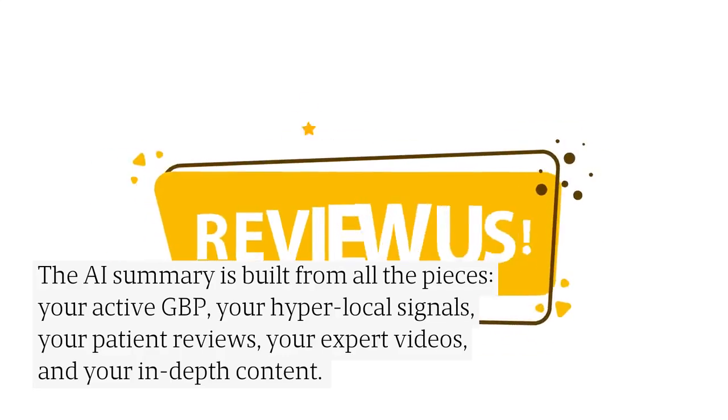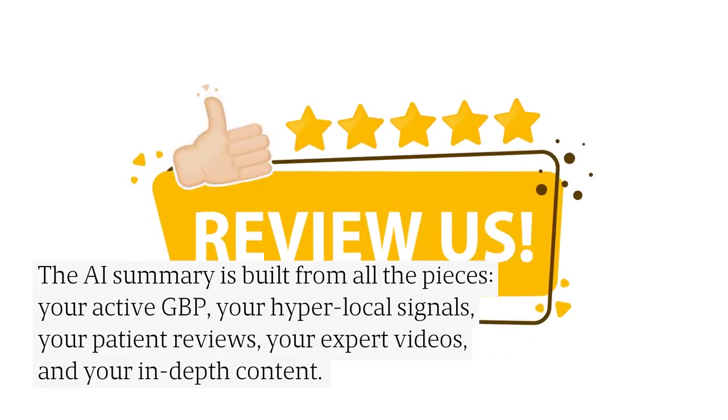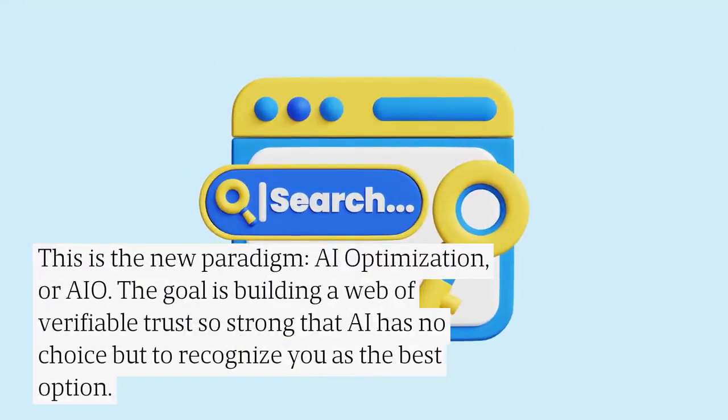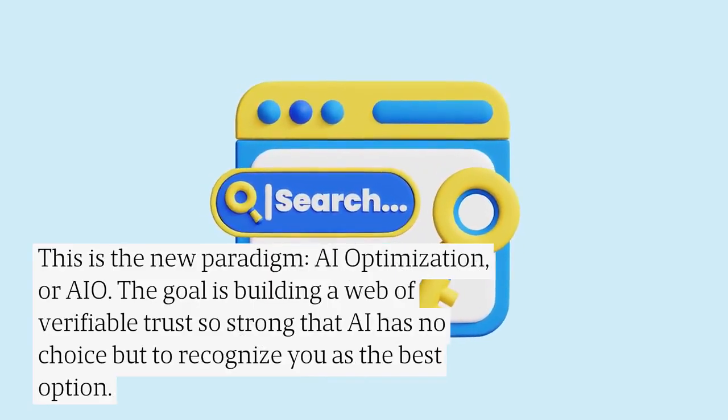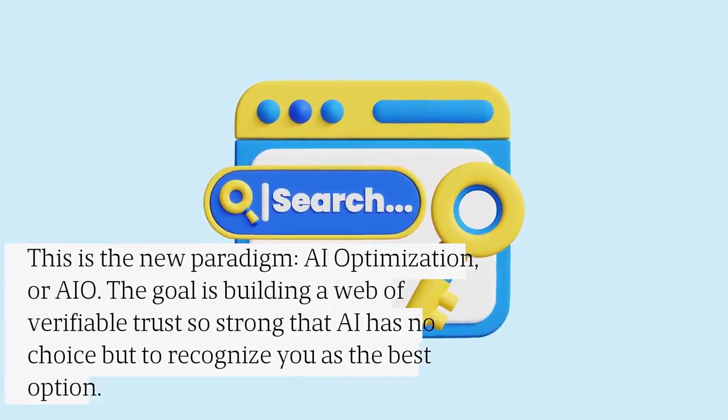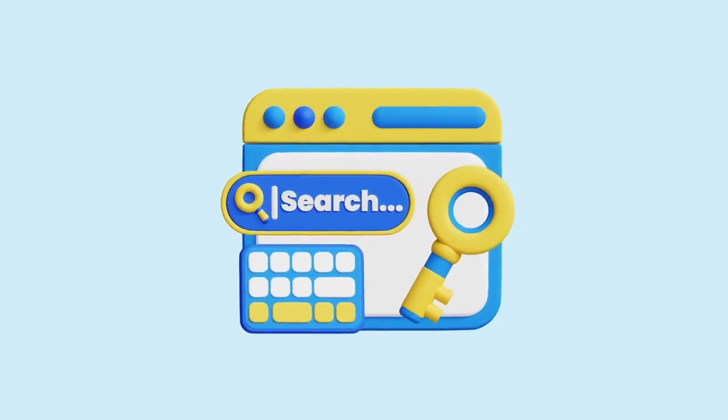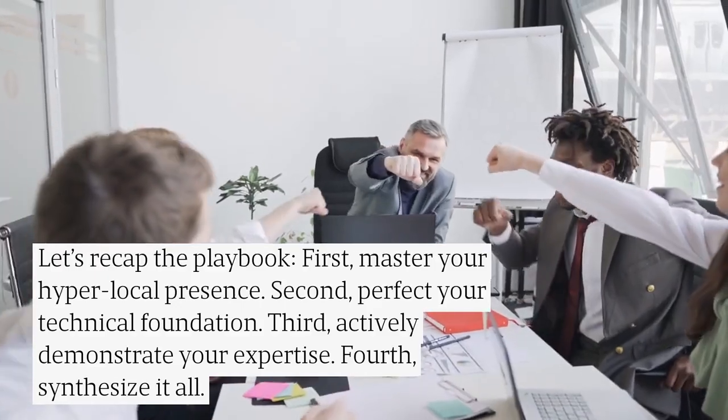The AI summary is built from all the pieces: your active GBP, your hyperlocal signals, your patient reviews, your expert videos, and your in-depth content. This is the new paradigm, AI optimization, or AIO. The goal is building a web of verifiable trust so strong that AI has no choice but to recognize you as the best option. Let's recap the playbook.